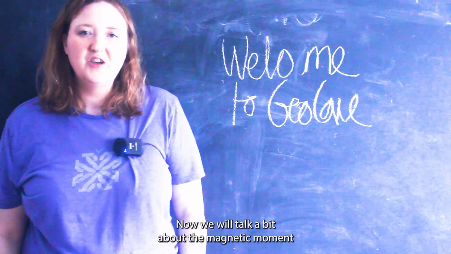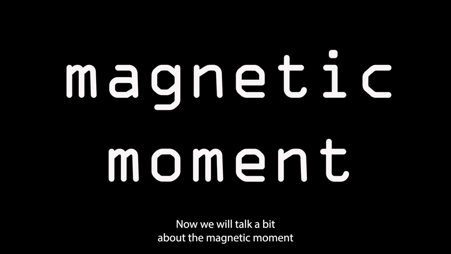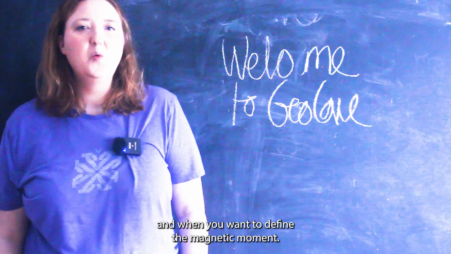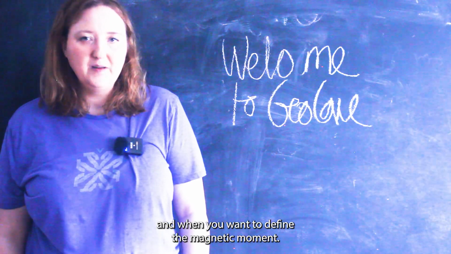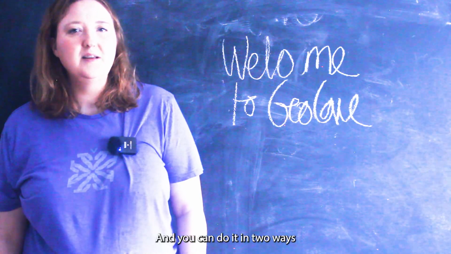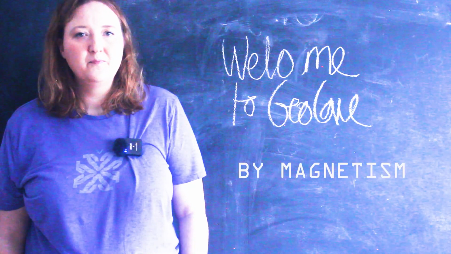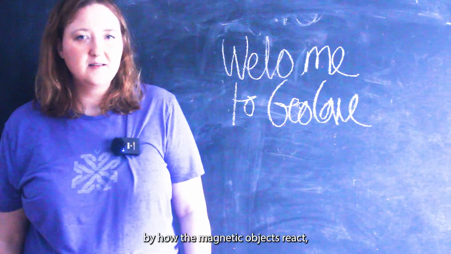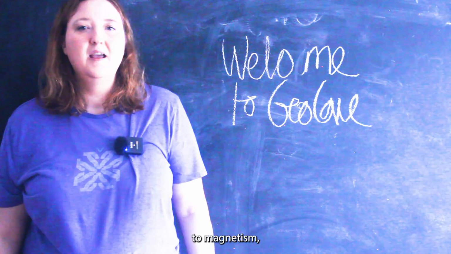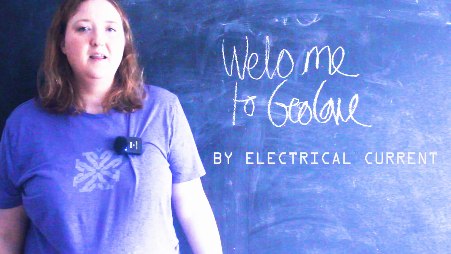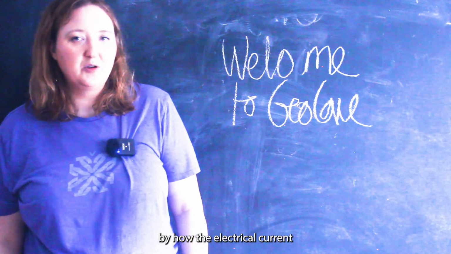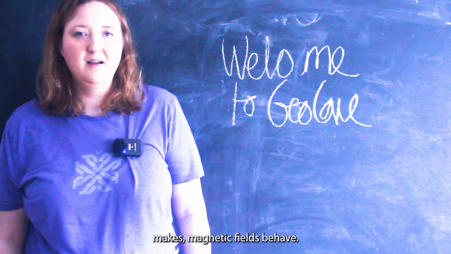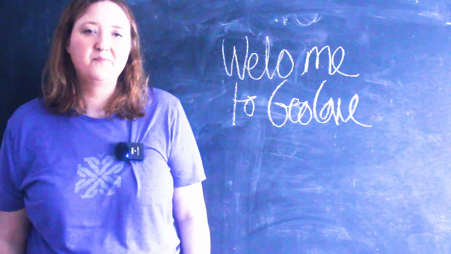Now we will talk a bit about the magnetic moment. And when you want to define the magnetic moment, you can do it in 2 ways: by how magnetic objects react to magnetism, and by how the electrical current makes magnetic fields behave.